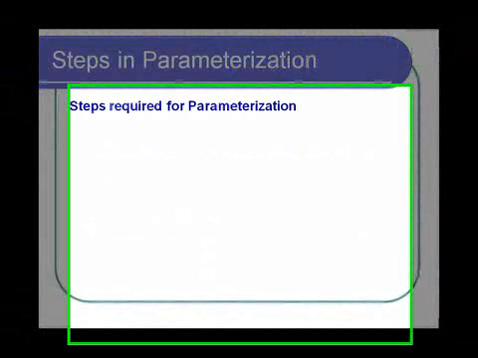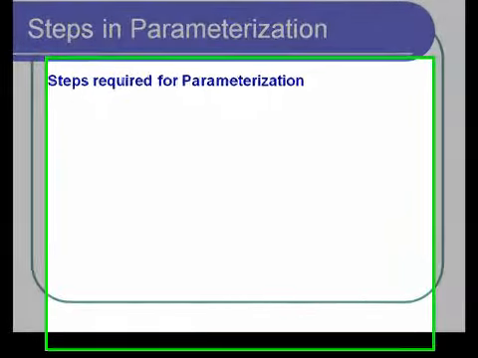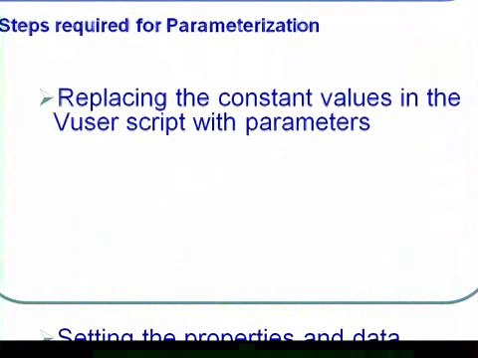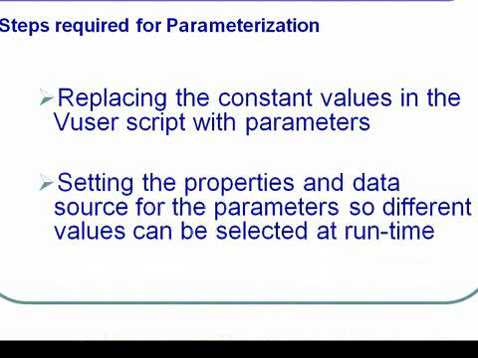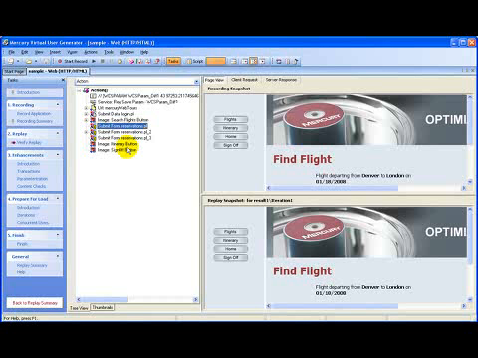Now let's look at the steps that need to be performed in order to parameterize. Step number one, replace the constant values in the VUser script with parameters. Step number two, set the properties and data sources for the parameters so different values can be selected at runtime.